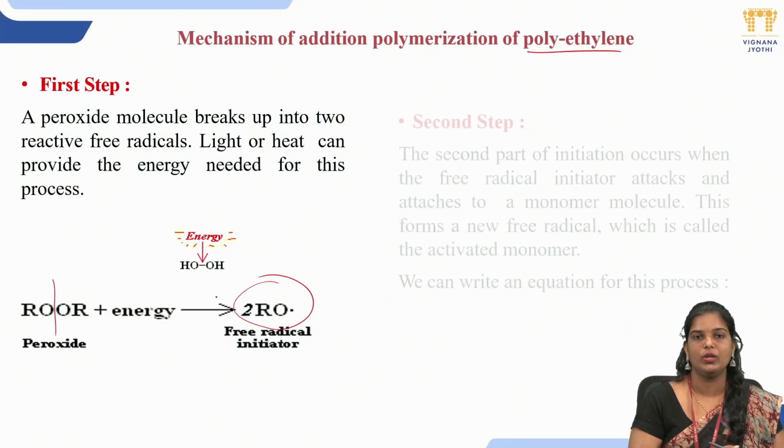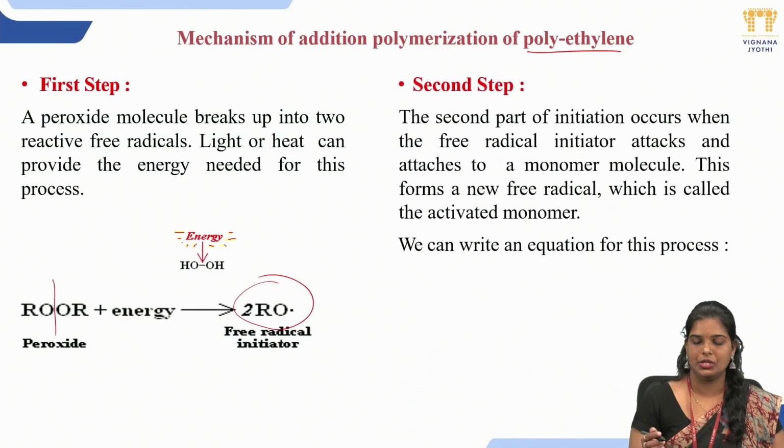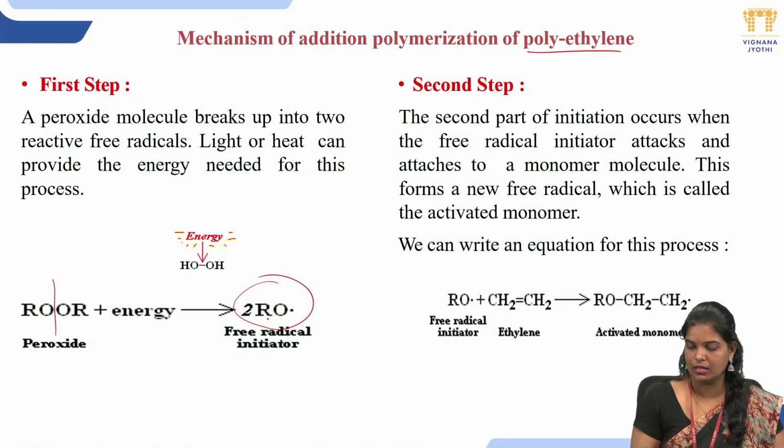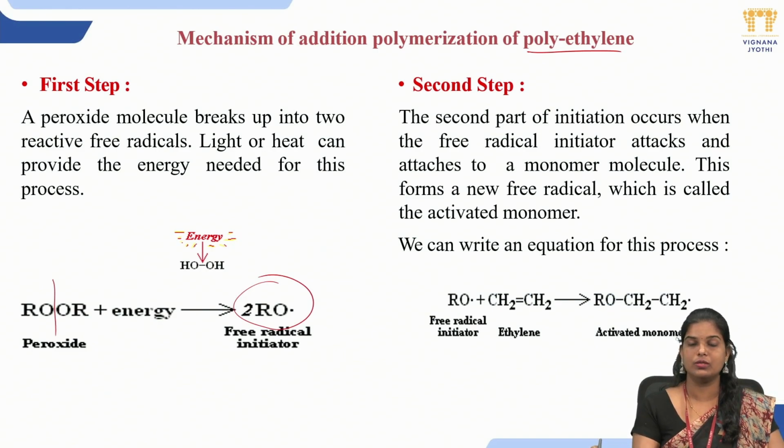Now this radical acts as the initiator and attacks the monomer molecule. You can see from the reaction how it attacks: RO attacks CH2 double bond CH2. We get RO CH2 CH2 radical, where the dot represents the radical. This is known as an activated monomer. So the free radical initiator reacts with the ethylene molecule, a monomer, and we get an activated monomer.